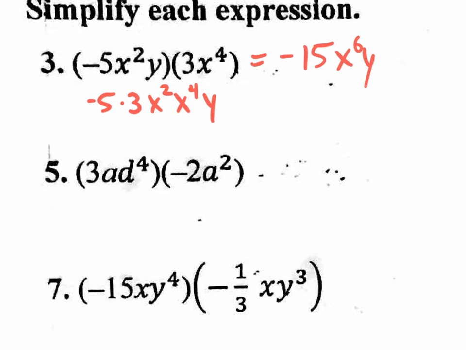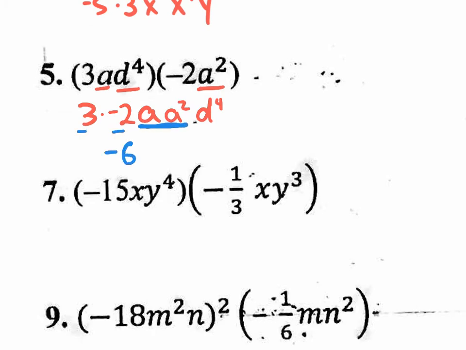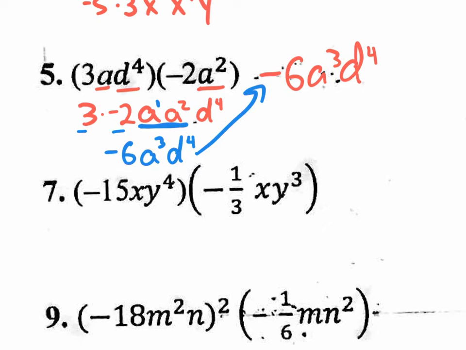Let's jump to number 5, the next odd one. Right here, if we rearrange it, we'll have 3 times -2 times a, that a right there, times a squared, that a squared right there, and the d to the 4th, I'm just going to put it at the end. So when we do this math, 3 times -2, that's -6. A times a squared, that's a to the 3rd, because there's an invisible 1, and 1 plus 2 is 3, and then you bring down the d to the 4th. So your final answer should be -6 a to the 3rd d to the 4th.